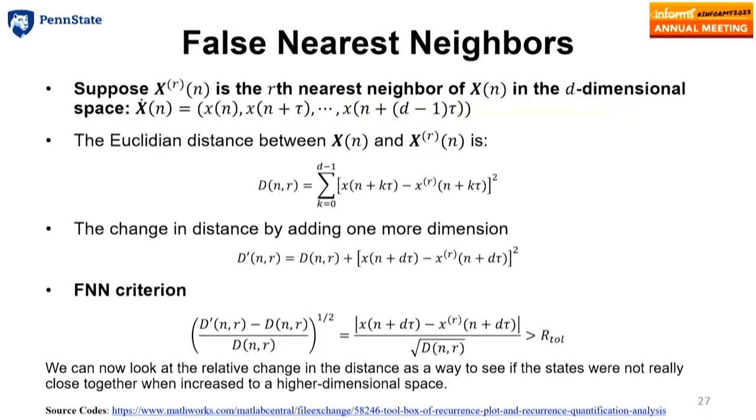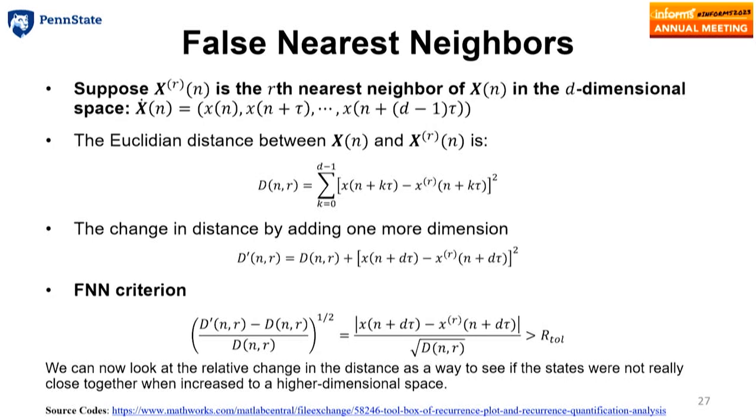The general computation is, suppose xr is the r-th nearest neighbor of xn in the d-dimensional space. The Euclidean distance between xr and xn is the distance in the d-dimensional space. Now we are going to increase one more dimension.